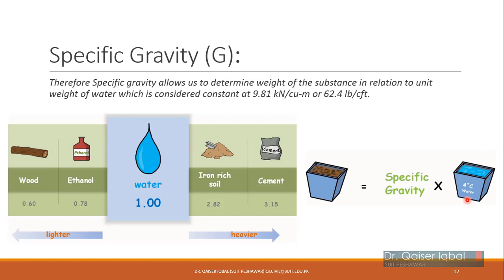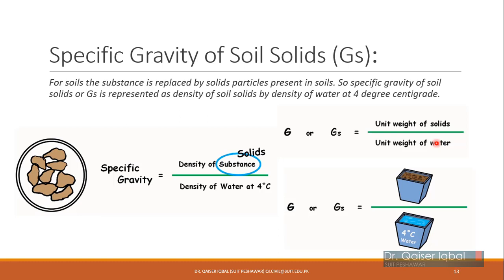So if you have specific gravity of any substance given as 2, then 2 multiplied by 9.81 will basically give you 19.62. So 19.62 will be the unit weight of that material, 19.62 kilonewton per cubic meter. So if you have the specific gravity, then you can basically determine the unit weight as well, of that particular substance.